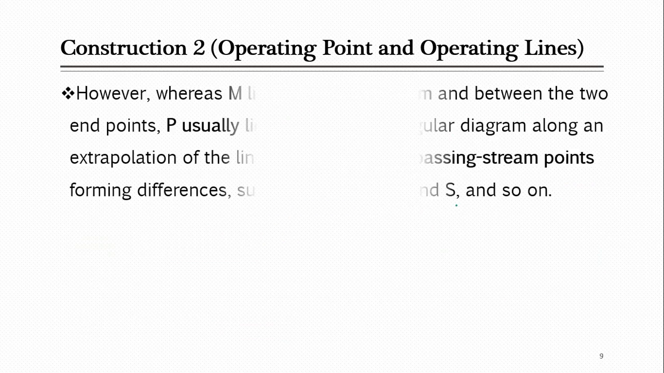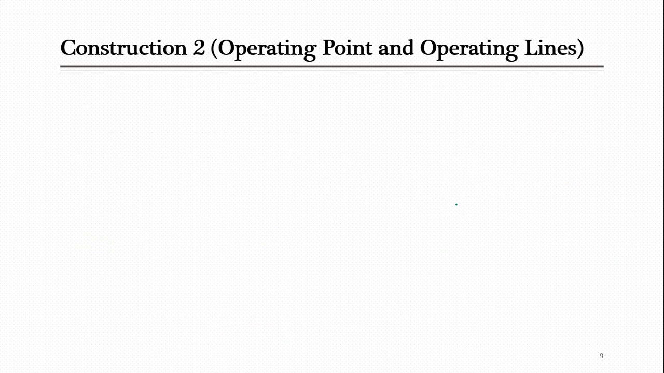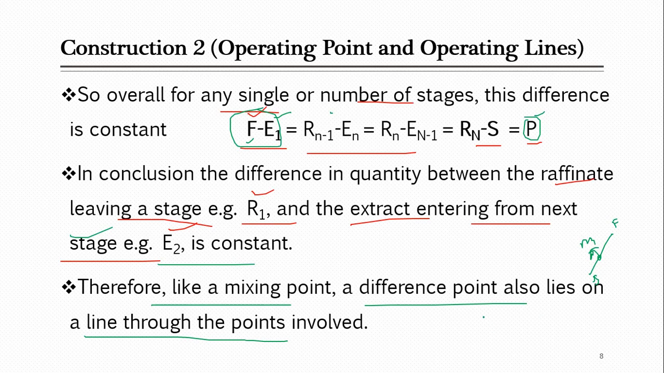Somehow it is similar to what you have in the case of M. How did you calculate M? If you remember, M was equal to F plus S, feed plus solvent, which gives you the mixture. Similarly, if I rearrange these equations, you have F minus E1 is equal to P. Can we rearrange it into a form with a positive sign, like we have for the mixture? Overall, you can rearrange it and get something like F is equal to E1 plus P.